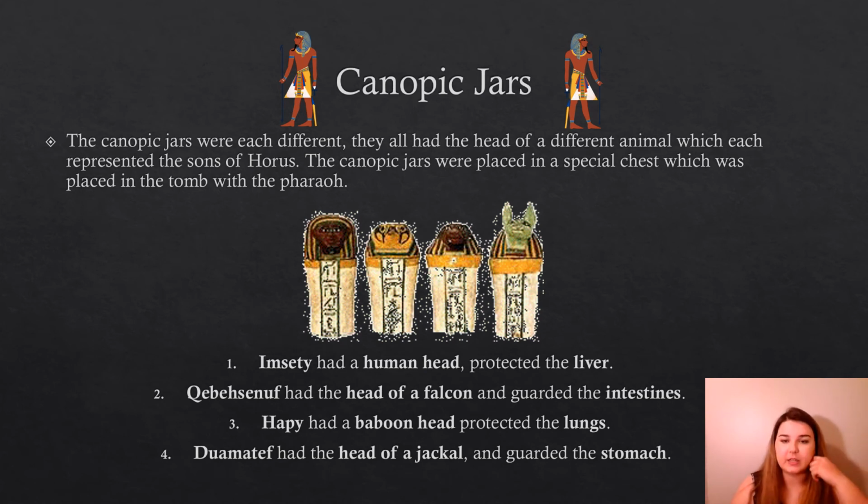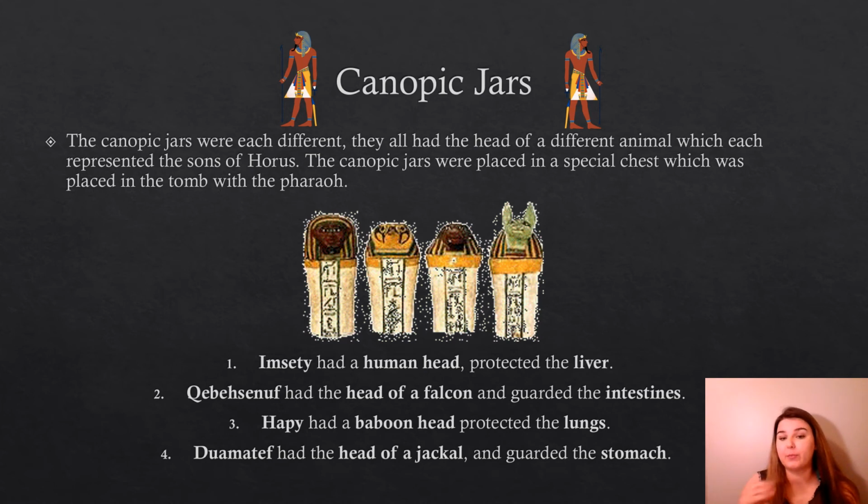So I just mentioned this word canopic jars. I want to make sure you understand what they were. So the canopic jars were each different and they housed different things. They had different heads on the jars which represented different sons of Horus, so the protectors. The canopic jars were placed in a special chest within the tomb of the pharaoh to ensure that they were all there.